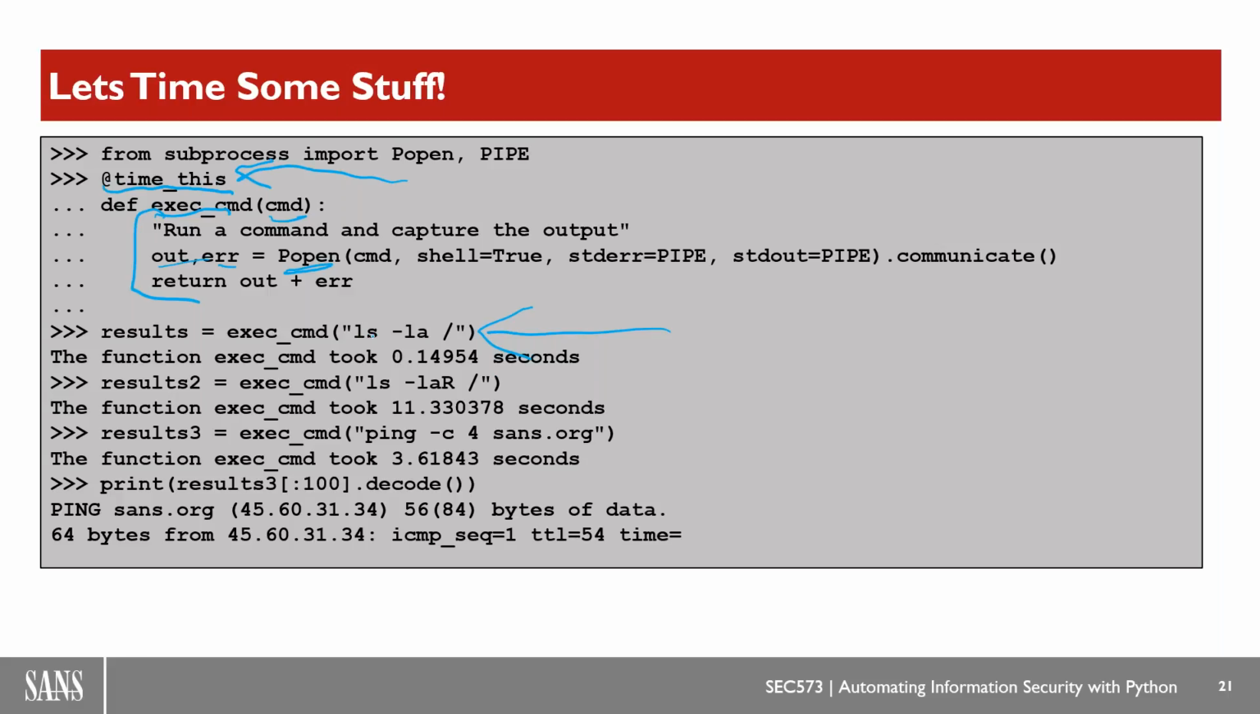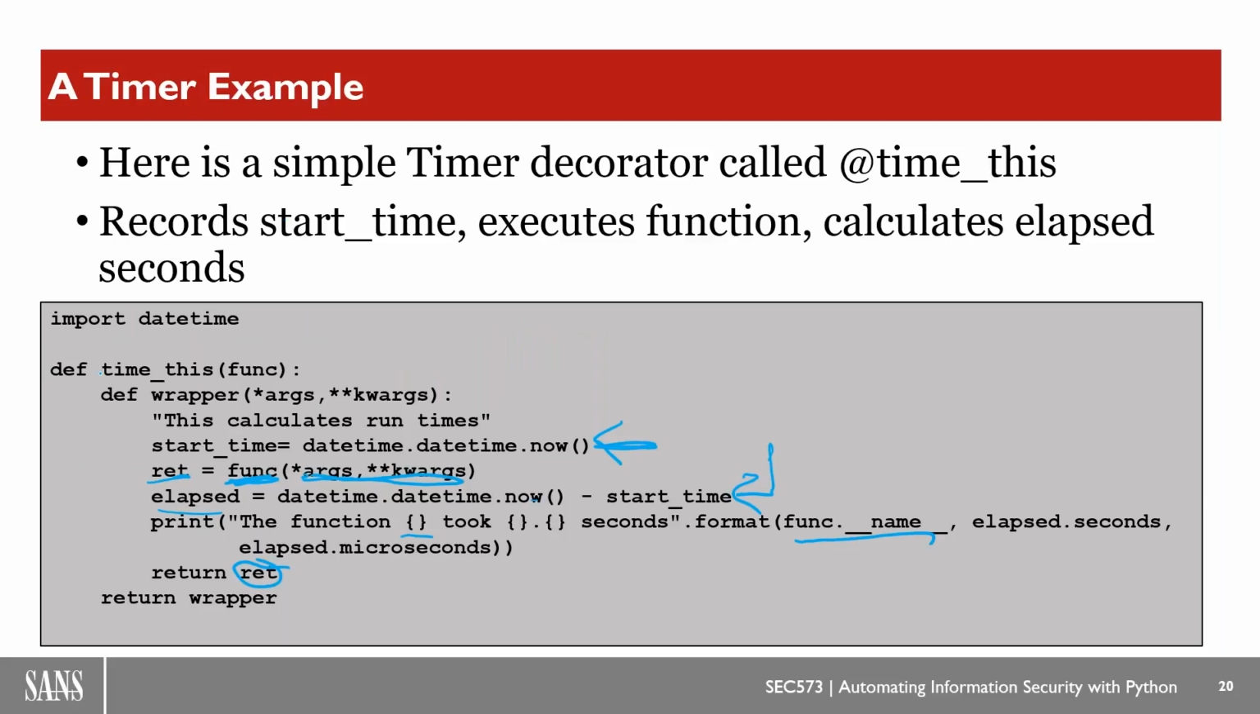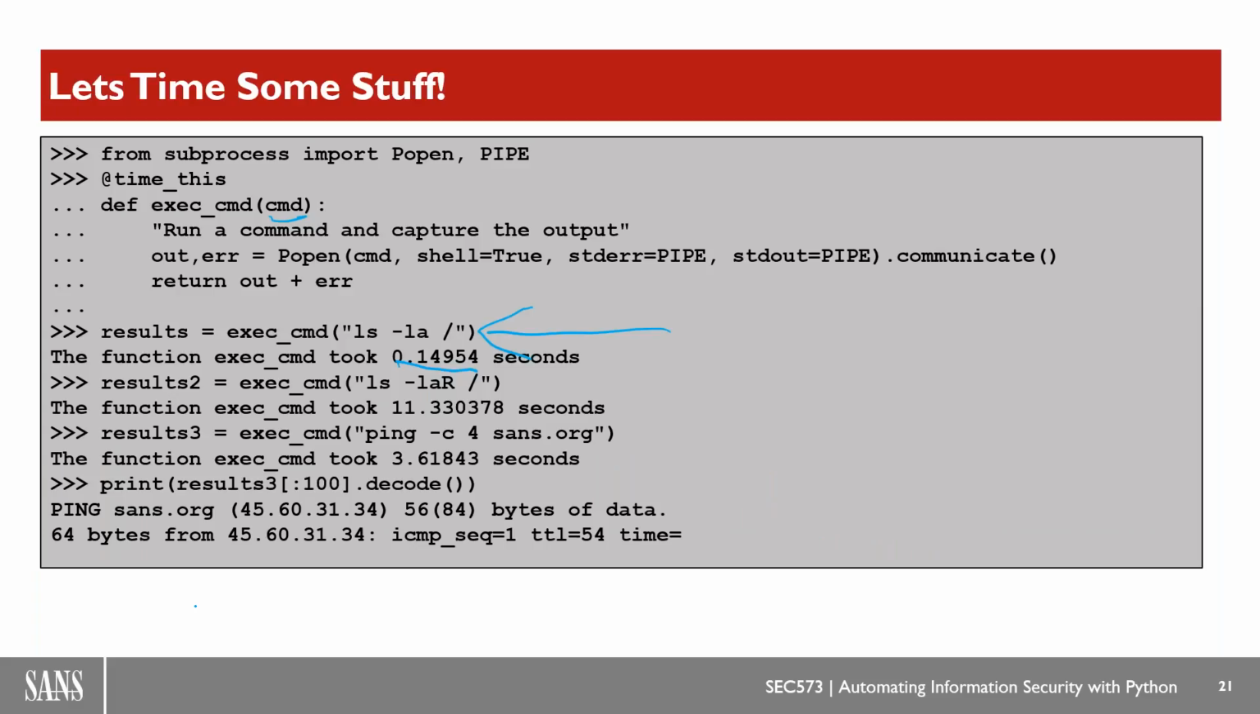So when I call exec command and I tell it to execute the command ls -la, it tells me that the function exec command took this number of seconds to execute. You can see that this makes it very readable from a Python standpoint. Imagine how ugly this exec command function would look if I also had to incorporate all of this decorator functionality into that code with it. So by creating that decorator once, I can then go through and add this time this decorator to lots of functions within my code to allow it to time them.